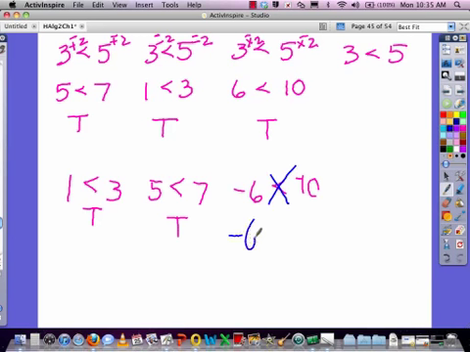We would and should have learned that you take the negative 6, you switch the inequality sign to show that it is greater than your negative 10.